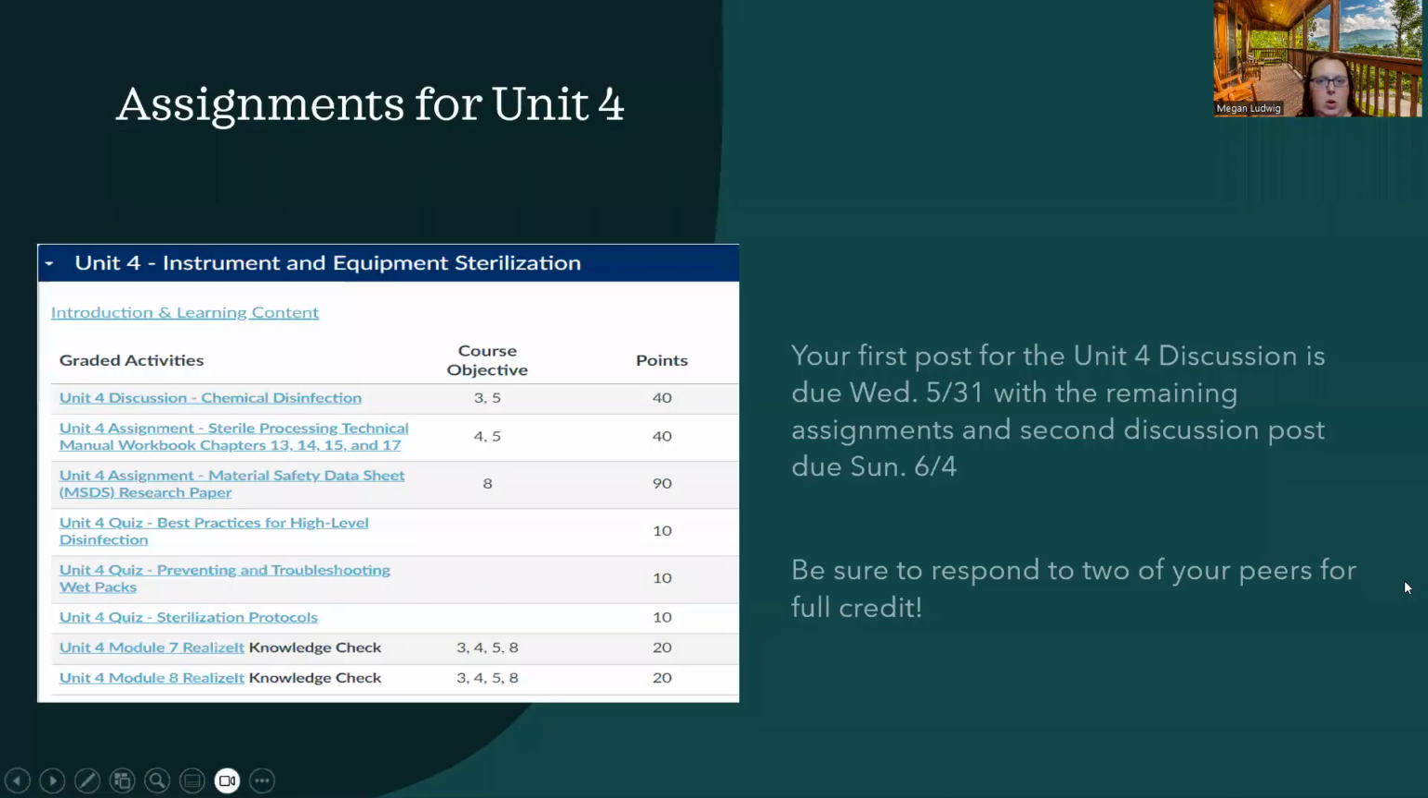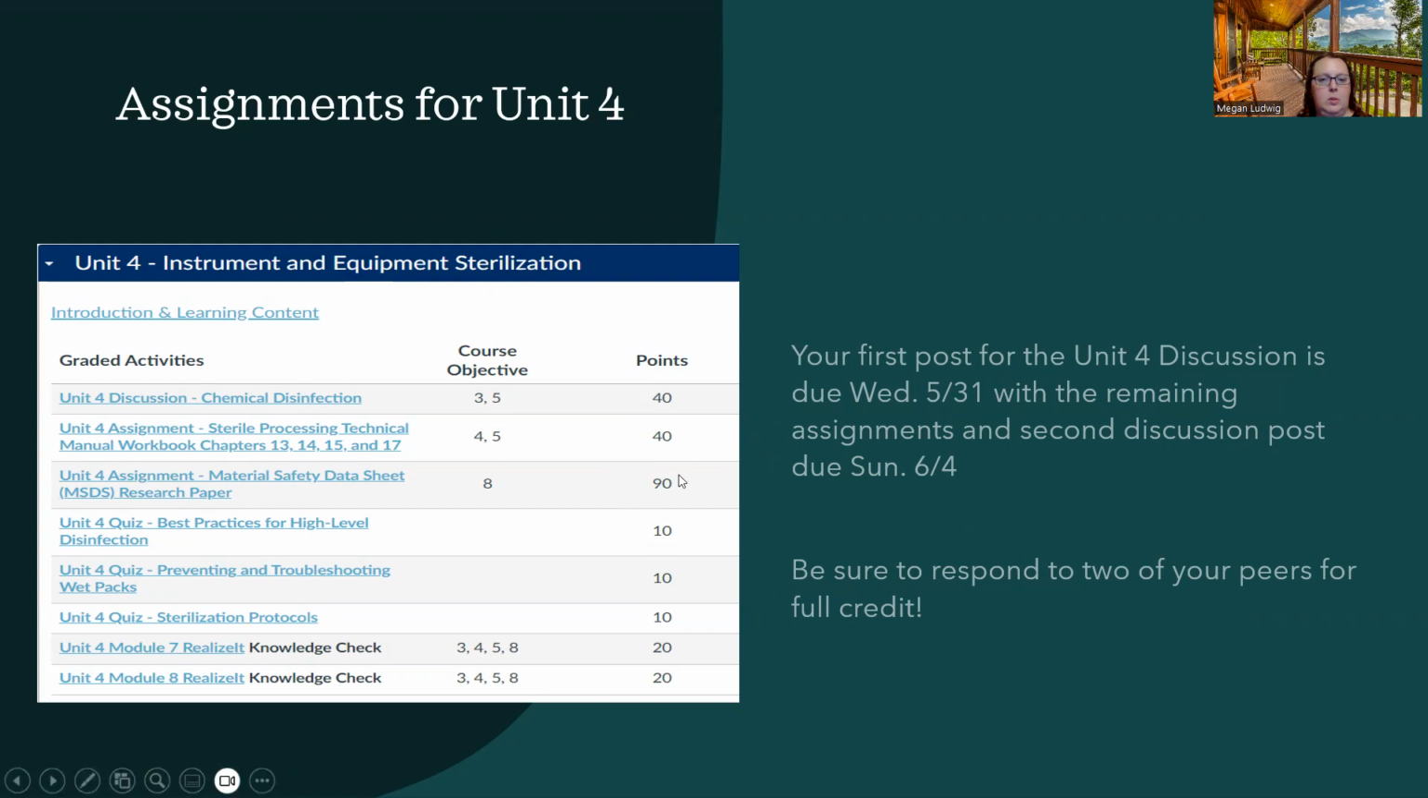All right, so here are your assignments for Unit 4. You're doing really well so far and keeping up with everything, even though it's a fast-paced program. Make sure you are getting in your discussion. I still see a few of you lagging behind or forgetting to go back and post to two of your peers. You need to do that for full credit. It takes off several points if you don't go back and respond to your peers.